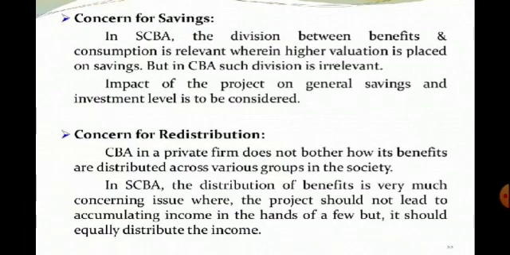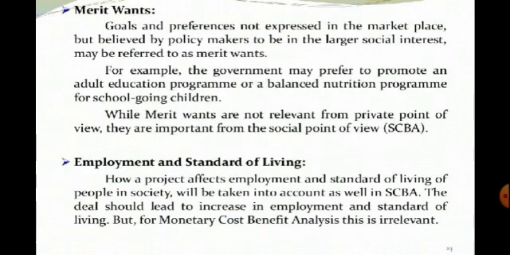Concern for savings: in social cost benefit analysis, the division between savings and consumption is relevant, wherein higher valuation is placed on savings. But in CBA, the division is irrelevant. Concern for redistribution: CBA in a private firm does not bother how its benefits are distributed across various groups in society. In SCBA, the distribution of benefits is a very much concerned issue, where the project should not lead to the accumulation of income in the hands of a few, but should distribute income equally.